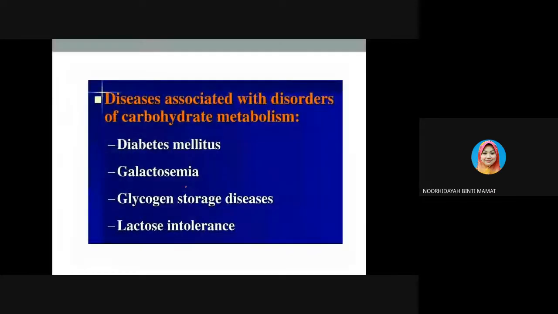And lastly, diseases associated with disorders of carbohydrate metabolism include diabetes mellitus, galactosemia, and glycogen storage disease. And also the last one, lactose intolerance. These are the diseases associated with the disorder of carbohydrate metabolism, when the body has disordered metabolism of carbohydrates. So that's all for today.